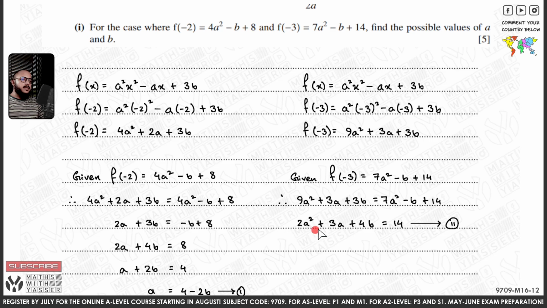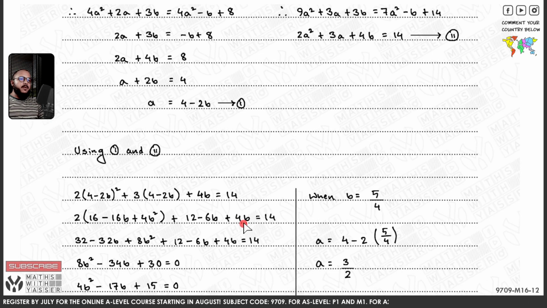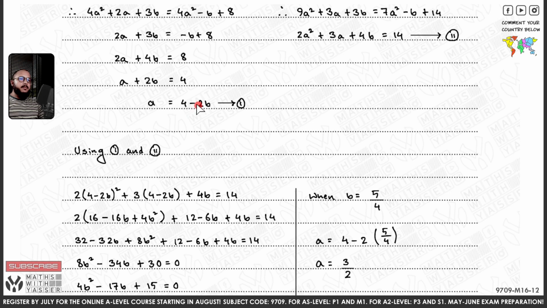Simplifying this, we get 2a square plus 3a plus 4b equals 14. Now let's call this equation 2 and this one equation 1. Now, with the help of substitution, we can simply substitute 4 minus 2b into this equation and we get 2(4 minus 2b) whole square plus 3 times (4 minus 2b) plus 4b equals 14.